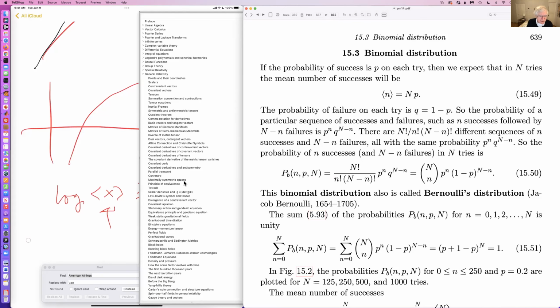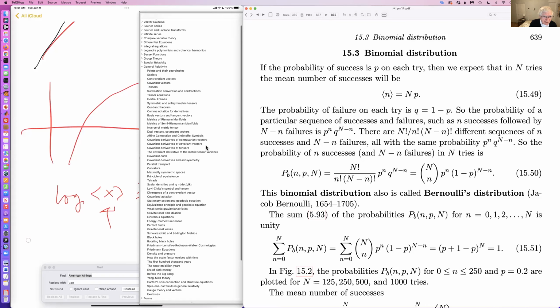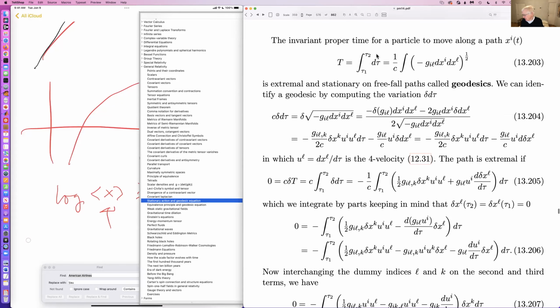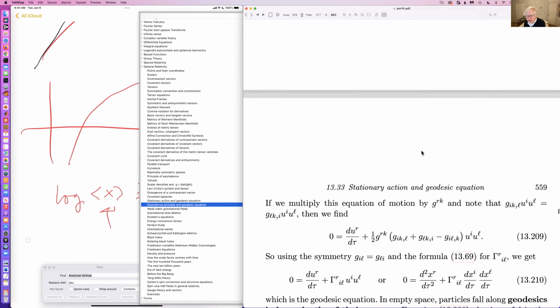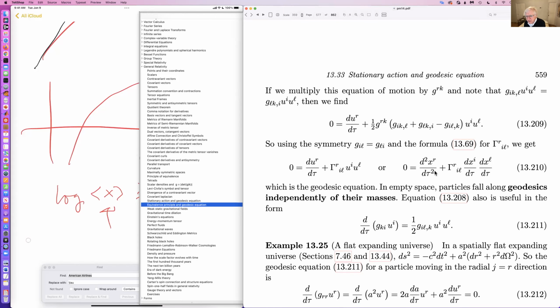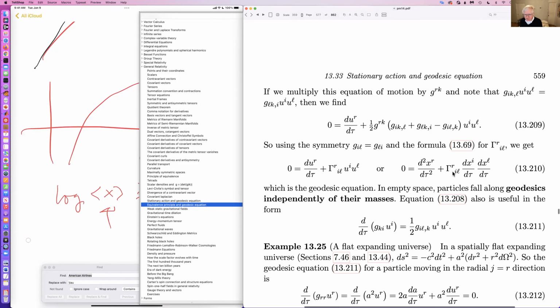Okay, so let's jump back here to GR, and where was it here? Stationary action geodesic. You can do things in terms of this square root, but it's rather more complicated. You eventually do get the geodesic equation, and then you recognize inside the geodesic equation that you've got the affine connection there. And so that's the formula.